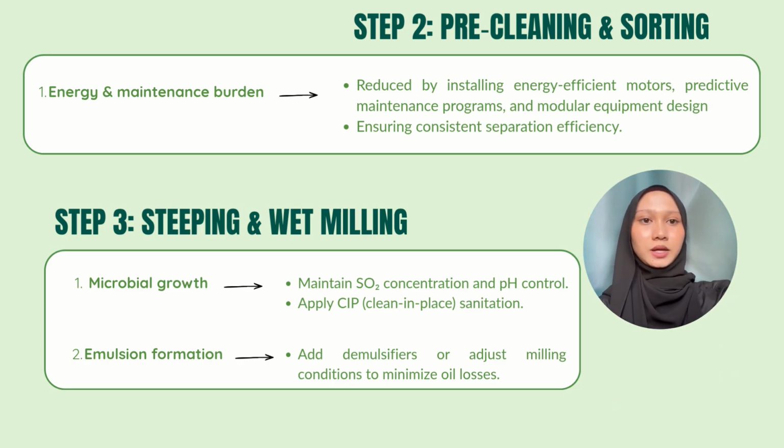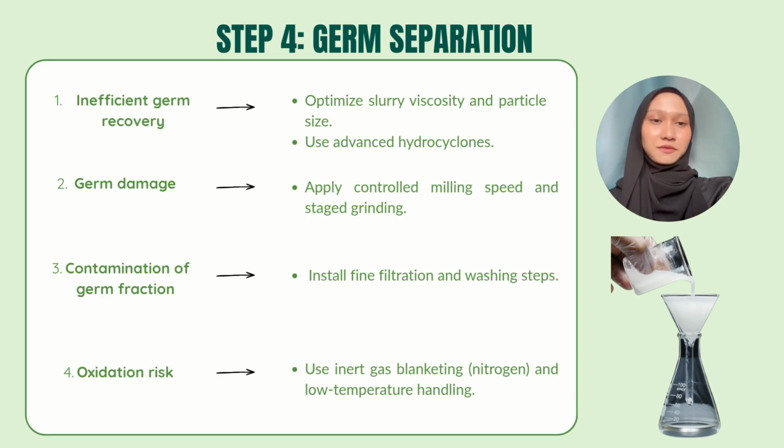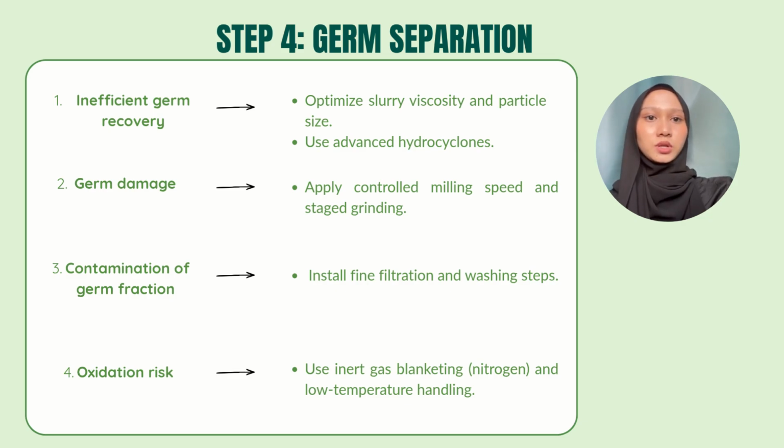Next, step 3. Steeping and wet milling. In this step, microbial growth is the main issue. To prevent it, maintain proper SO2 level, pH, and sanitation system. And last but not least, emulsion formation is minimized by adjusting milling conditions and using demulsifiers. In step 4, there are 4 issues that have been mentioned. The first issue is inefficient germ recovery. To solve this problem, optimize slurry viscosity and particle size, and germ damage is reduced by controlling milling speed.